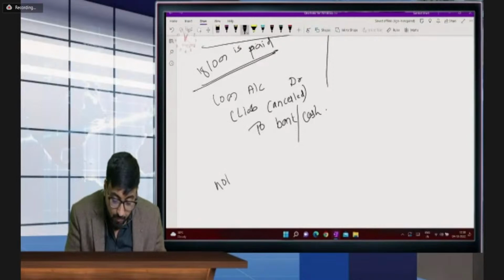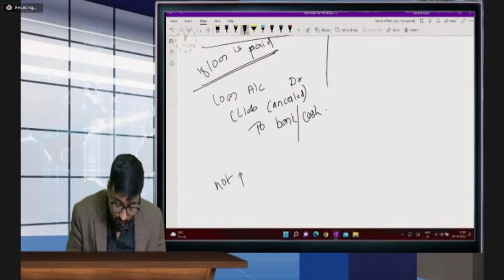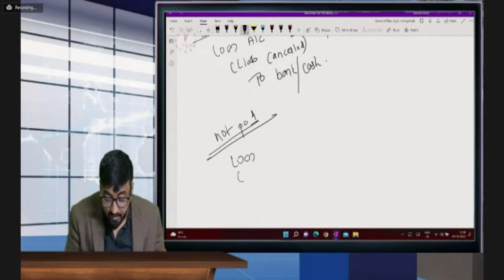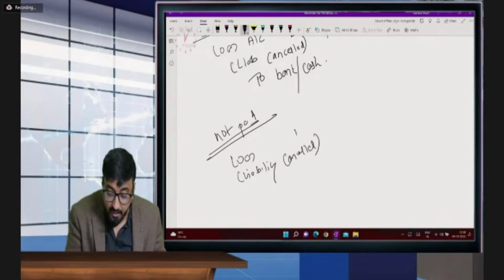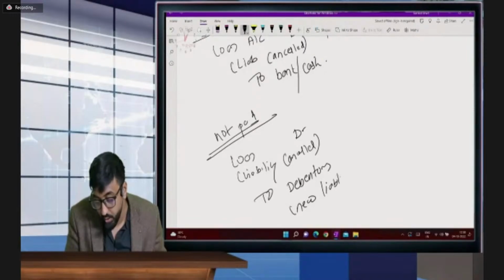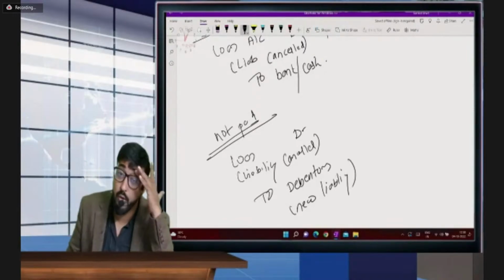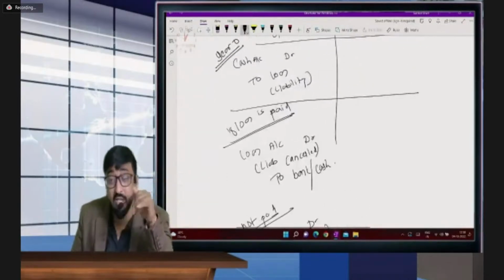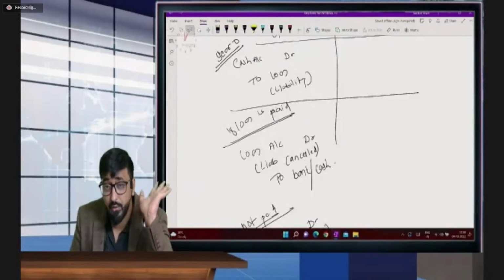But if loan is not paid, that is after 5 years, loan is going to cancel, liability cancelled, but new liability, debentures, you are going to record. You are going to record new liability. It's very simple, sir. So first entry will be cash account debit to loan. Loan is taken. So loan is a liability, cash comes in.